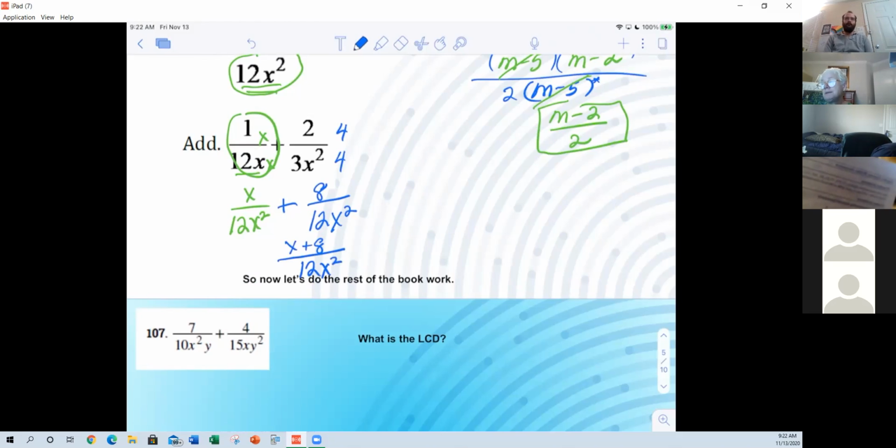A common mistake is, and people do this, it's kind of funny, but it's not, they get to here and they start thinking, oh, I can cancel some stuff. And then what happens is they kind of just go in an infinite loop. So once you've got the common denominator, stop right there, then combine the numerators and keep the denominator.